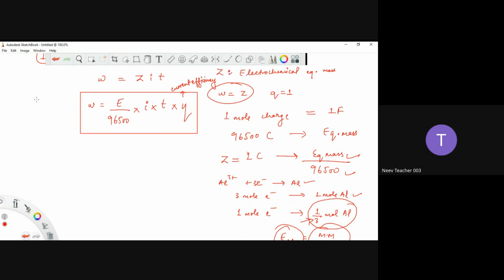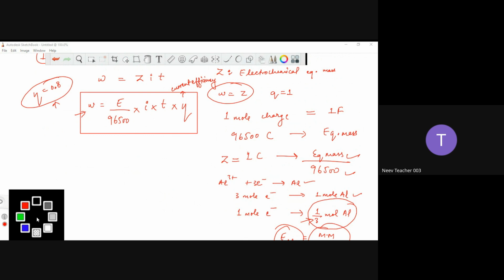Okay. So a question will be like, current efficiency is 80%, so the value will be 0.8. And accordingly, you are going to solve how much weight will dissolve or deposit. Any difficulty in this? Yes or no? Tell me. Fine.